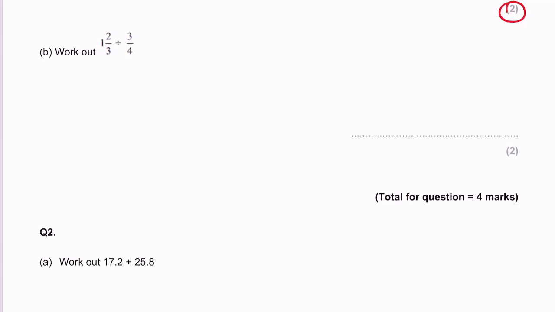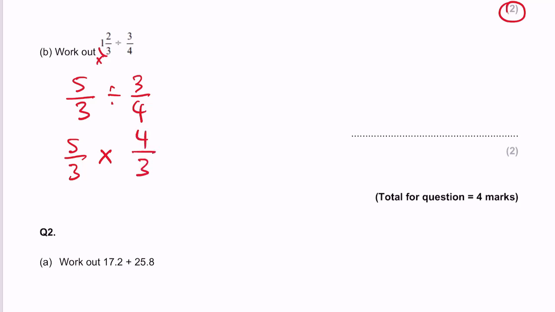Now to change the mixed number, we need to multiply the denominator by the whole number. So 3 times 1 is 3, and add the 2 is 5. So that gives us 5 over 3 divided by 3/4. Now when dividing fractions, we keep the first fraction the same, 5 over 3, change the sign to a times and flip the second fraction over, so that becomes 4 over 3.